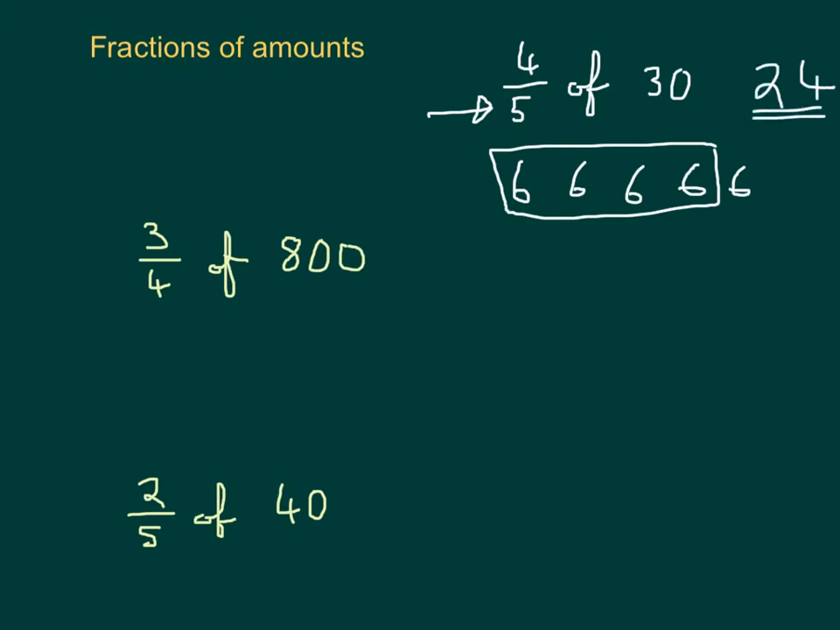Now, you might notice here that 4/5 equals 24 out of 30. An equivalent fraction. Multiply the 5 by 6 to get 30. Multiply the 4 by 6 to get 24. Have a go at these two questions here and see if you can work out the fraction of each amount. Pause the video.